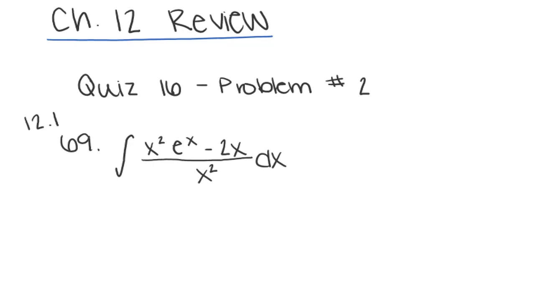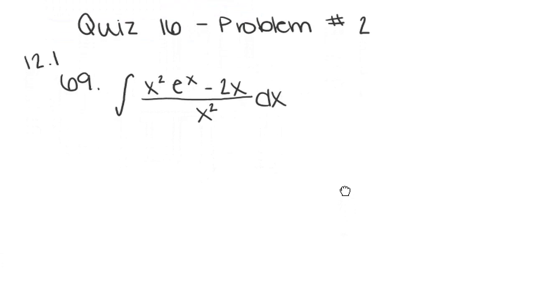So first and foremost, I got a request for problem 2 from quiz 16, so I wanted to go over that one really quick. It is possible that you had a slightly different problem because we can take variations here. But one of the options I saw was problem 69 from 12.1, so that's the one we're going to look at. We have the integral of (x squared e to the x minus 2x) all over x squared.